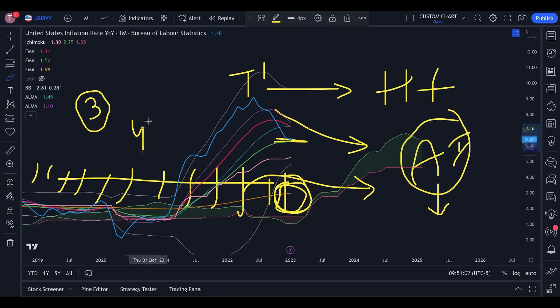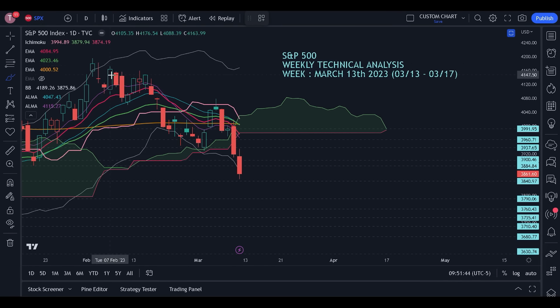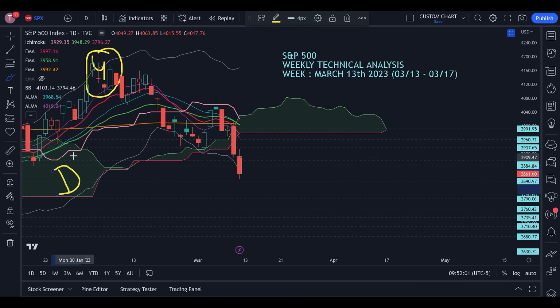Now guys, let's move on to the fourth point of the agenda of this S&P 500 weekly technical analysis. The fourth point of the agenda is the S&P 500 technical analysis on the daily chart. Let's see what the technicals are saying on the daily chart. This is the daily chart. Let me write it down. Daily chart, D as in daily chart.